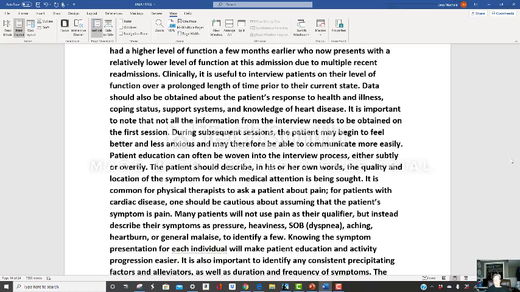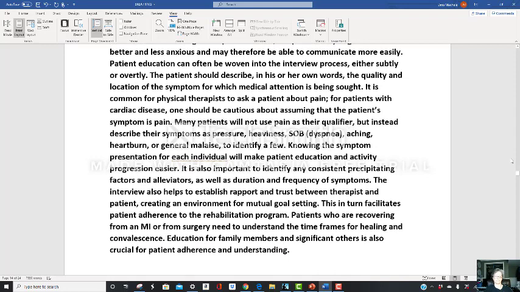It is important to note that not all the information from the interview needs to be obtained on the first session. During subsequent sessions, the patient may begin to feel better and less anxious and may therefore be able to communicate more easily. Patient education can often be woven into the interview process, either subtly or overtly. The patient should describe, in his or her own words, the quality and location of the symptom for which medical attention is being sought. It is common for physical therapists to ask a patient about pain.